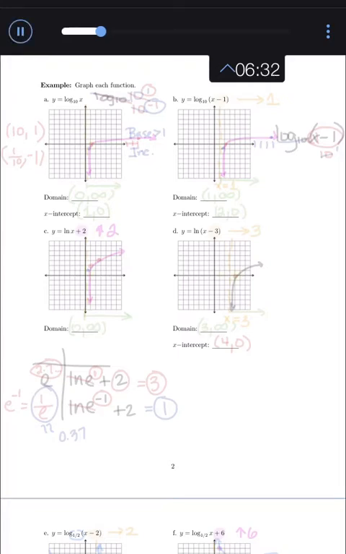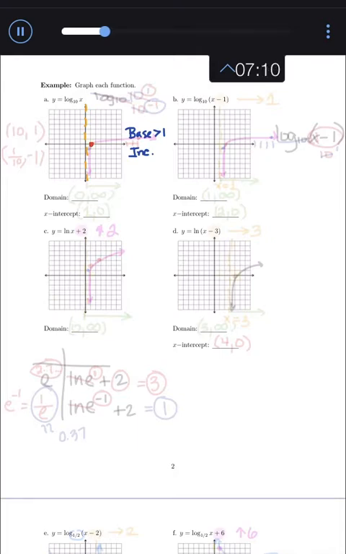So let's take a look at problem A. We've got log base 10 of x. So the first thing to realize is that our base is bigger than 1, which means our graph will be increasing. Also, it's not shifted left or right, so our vertical asymptote won't be going anywhere. It's just going to be where it normally would start, which is at 0. Our graph is also going to go through the automatic point at (1, 0).